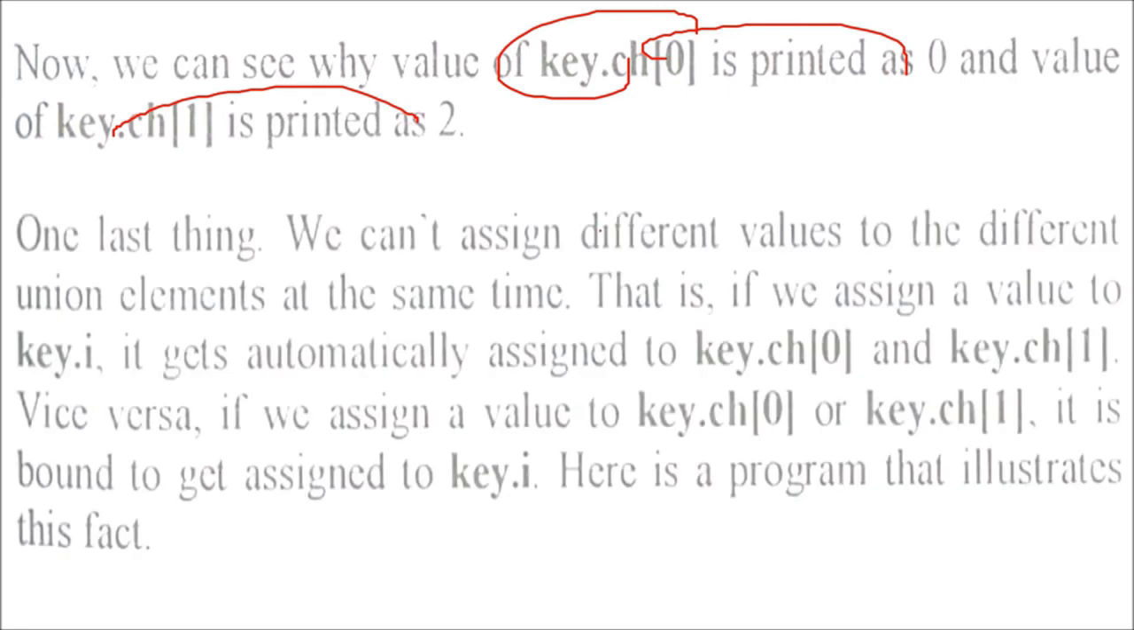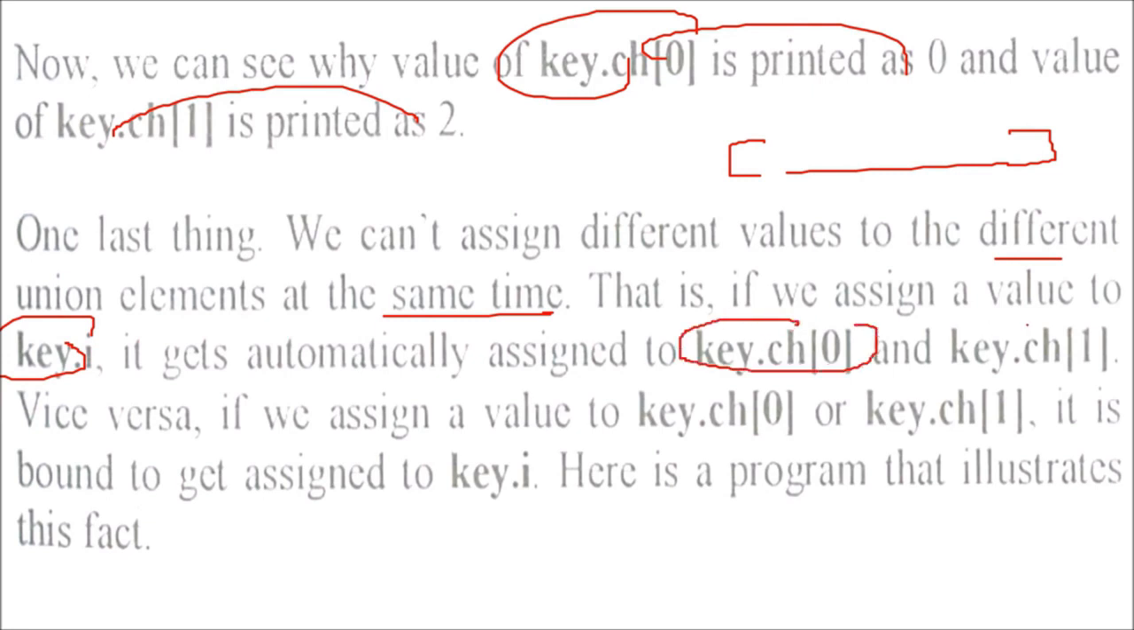Okay? So just a word of discussion, we can't assign different values to different union elements at the same time, because they are using the same memory location. That is, if we assign a value to key.i, it gets automatically assigned to key.ch0 or key.ch1. Or you can say if you assign a value to these, it is bound to get assigned to key.i, right?